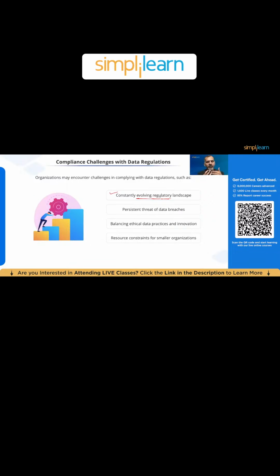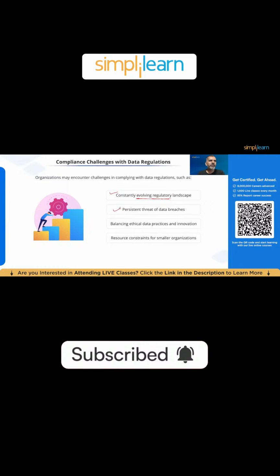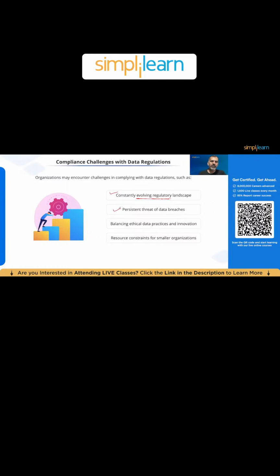When the landscape evolves, you have to change your whole data storage policies. You have to change your data schemas, and this is one of the challenges faced by small organizations. You have to change your complete database schema if there are any regulatory changes in the landscape. Then there is always a persistent threat of data breaches, which I said, like these attackers and hackers are always there to find a new way to introduce privacy breaches or data breaches in your systems. Now, next is balancing ethical data practices and innovation.